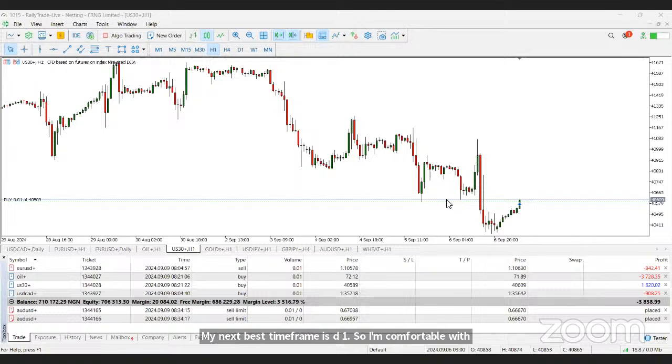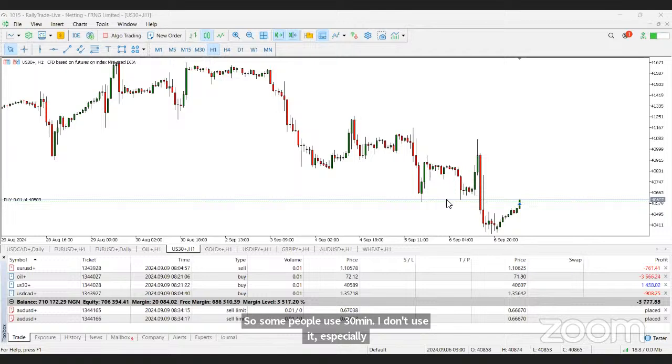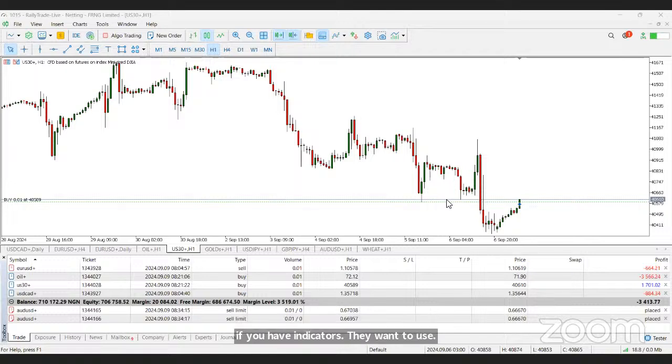Some people use 30 minutes, I don't use it. Especially if you have indicators you want to use, 30 minutes can be very nice. But I don't use it. I've tried it. It doesn't work for me. So if 15 minutes works for you, hallelujah. If 15 minutes says you should buy, buy. If 15 minutes says you should sell, don't even bother me. Sell. Let me stick with my 1 hour and do what I'm doing, so that you don't confuse me.